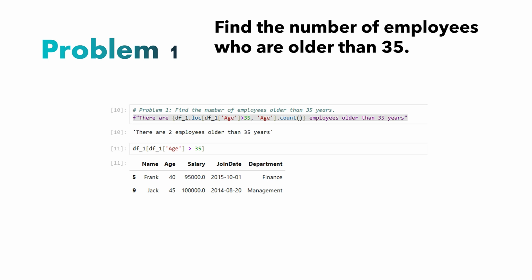In cell 11, we apply the same filter and display the entire row data to see the employee information. And we can see Frank and Jack are the 2 employees who are older than 35 years.